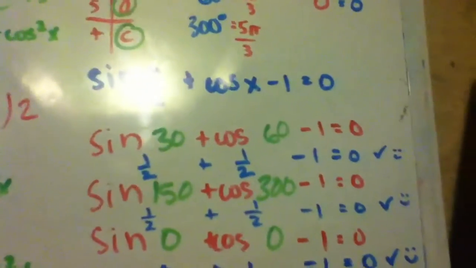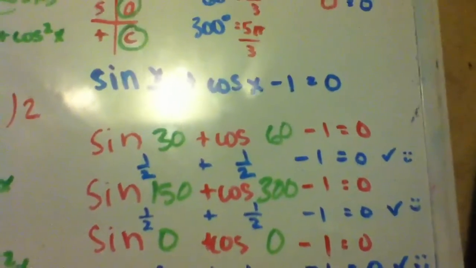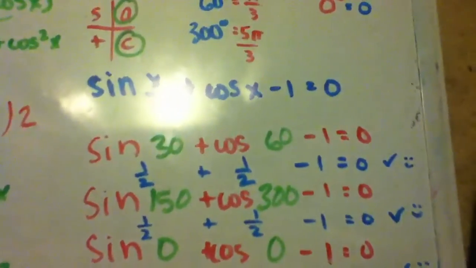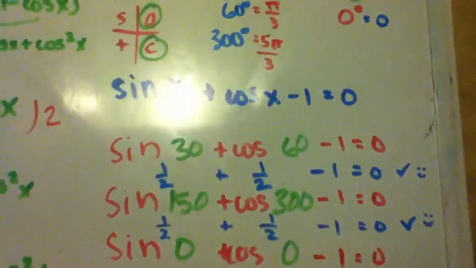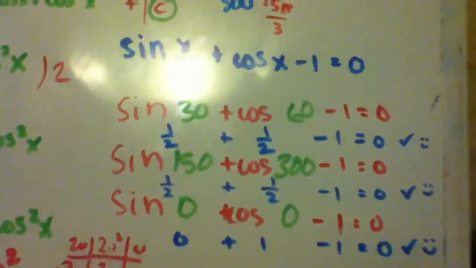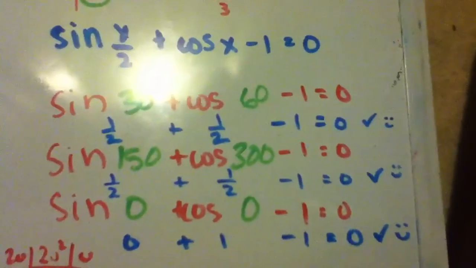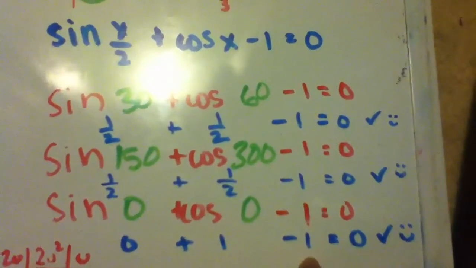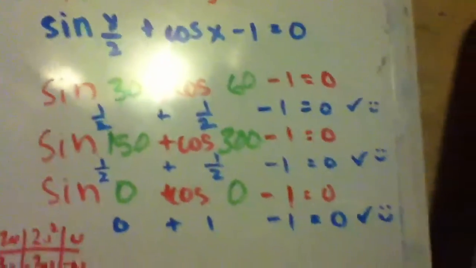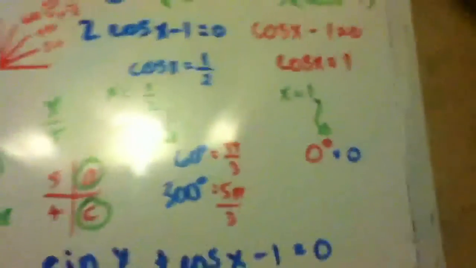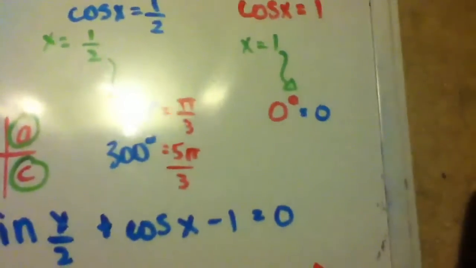And then we have sine of 0 plus cosine of 0 minus 1 equaling 0. Sine of 0 is 0, and cosine of 0 is 1. So 1 minus 1 equaling 0 is correct. So all of our solutions here are correct.